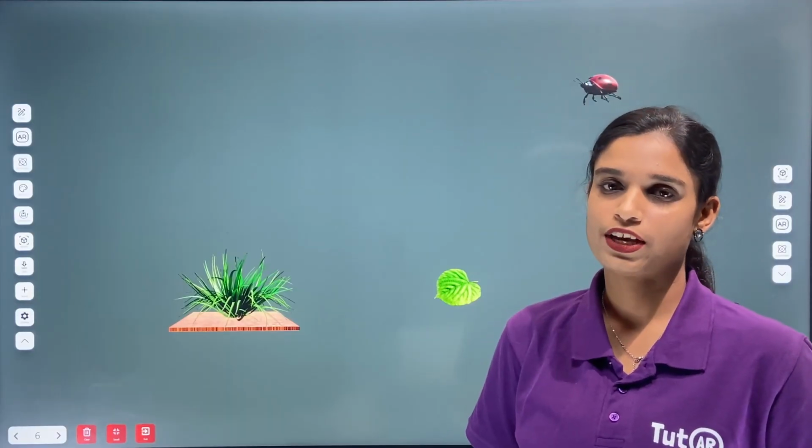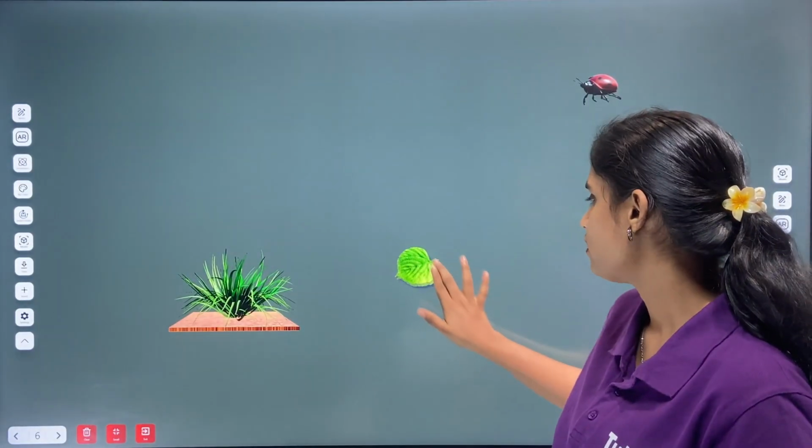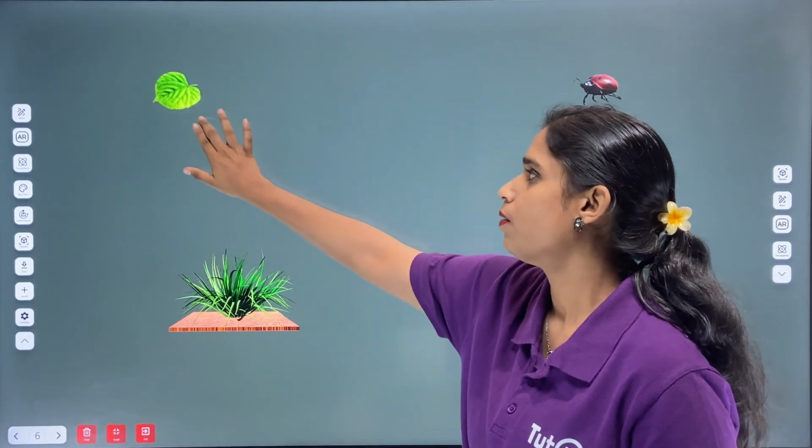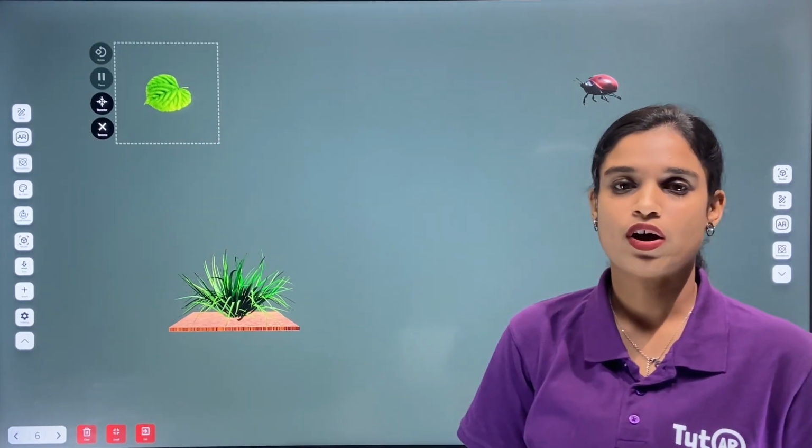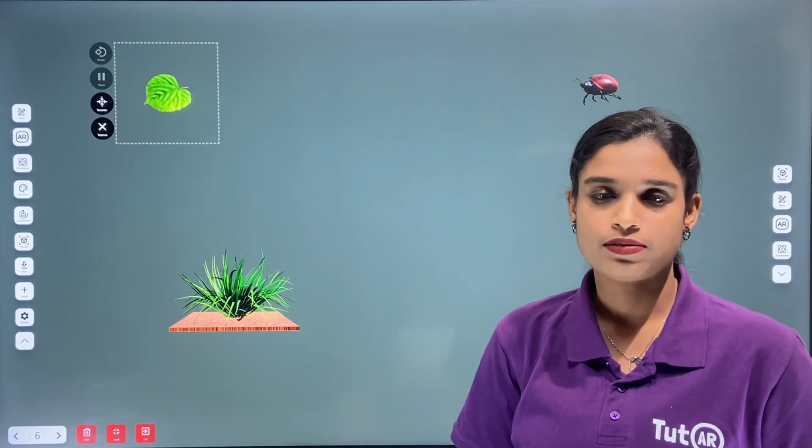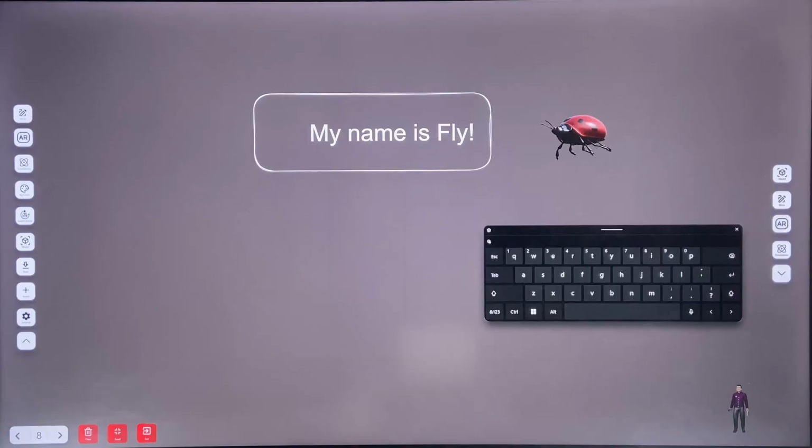Now move the leaf across the board. As the fly sees the leaf moving, pause and ask students what they notice. This helps the fly to remember his name.